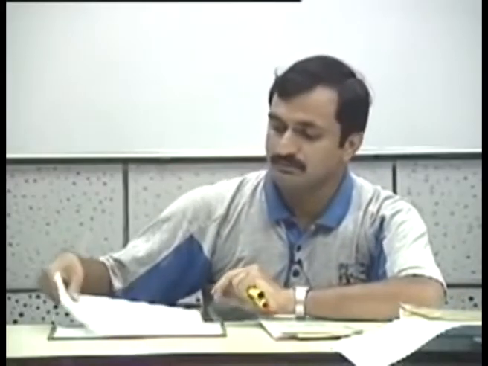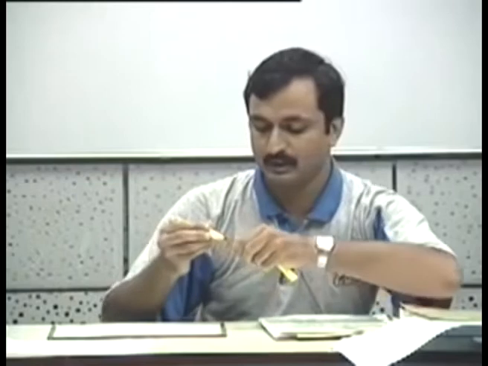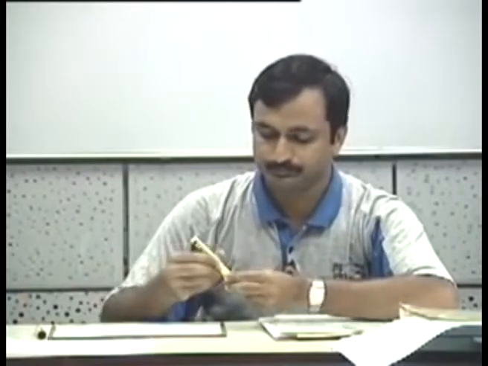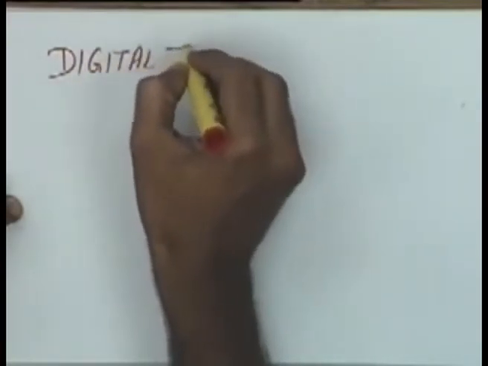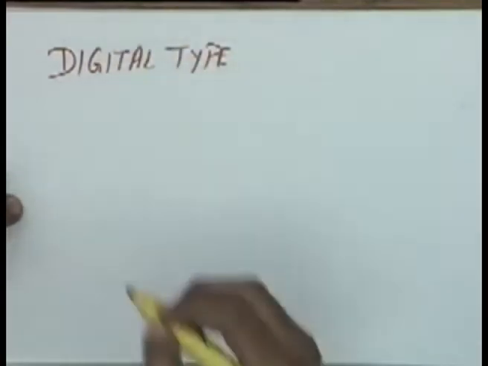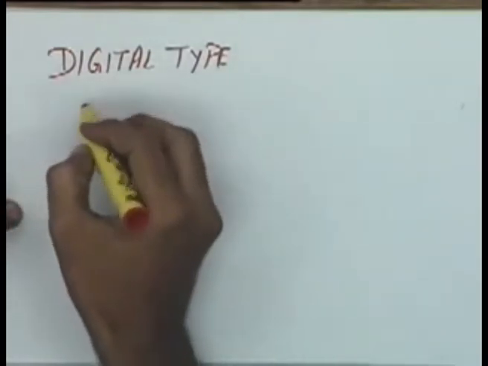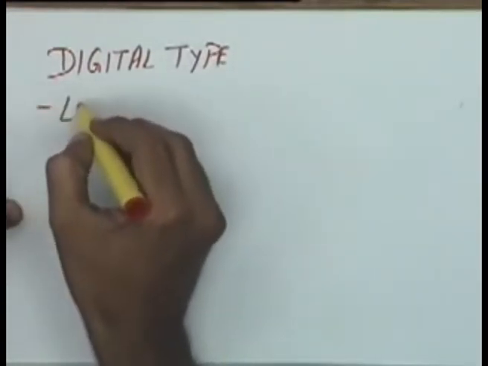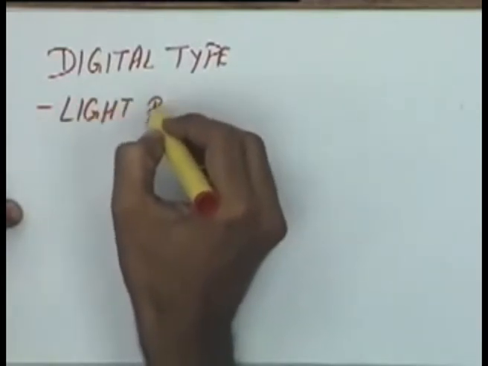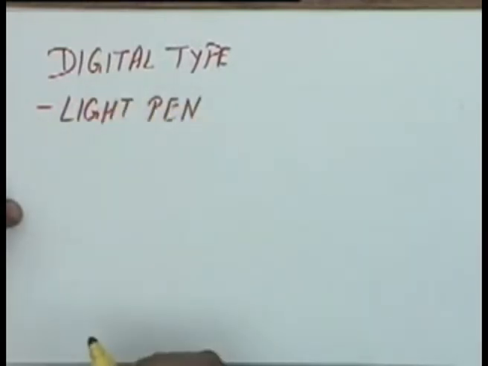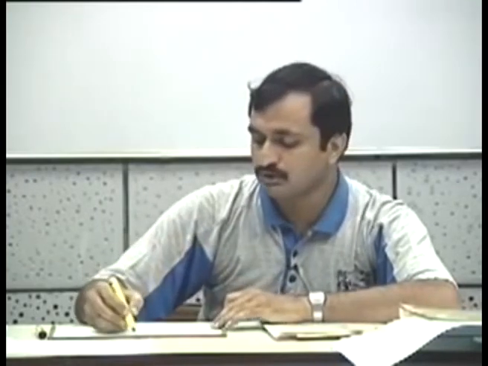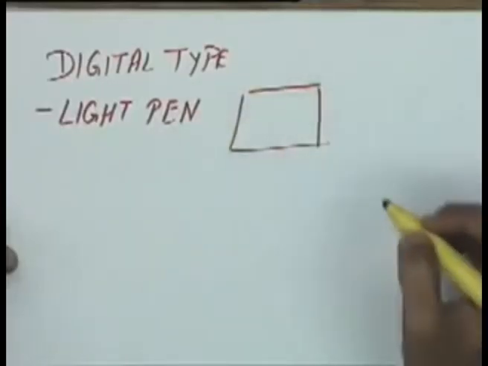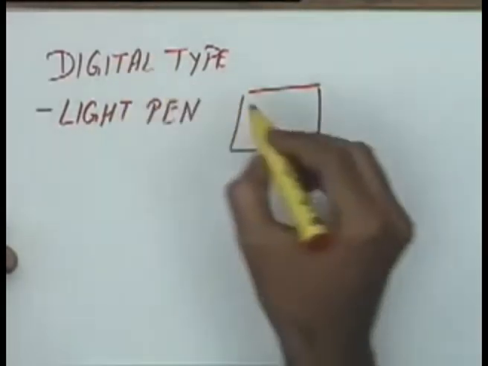In contrast to these, we also have digital devices. Digital type input systems. One common type is what is called a light pen. In a light pen, you have a light sensitive diode which is used to point onto the screen. Let us say this is your screen. You take a diode and point it onto the screen like this.